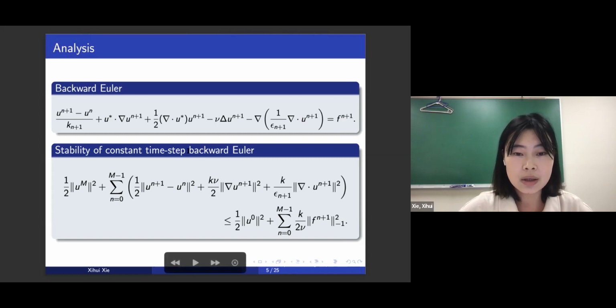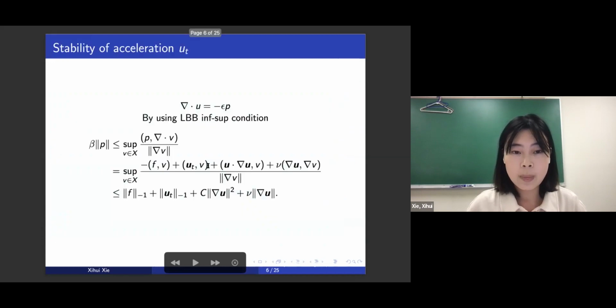Here U star represents the linear extrapolation of U at time t(n+1). U star is different depending on which method is used. If it's constant time step, then U star is U^n. And if it's variable, then we'll have a different representation for U star. So we see this method is stable.